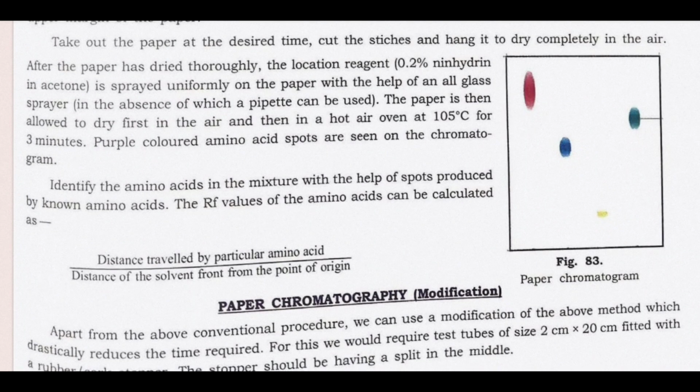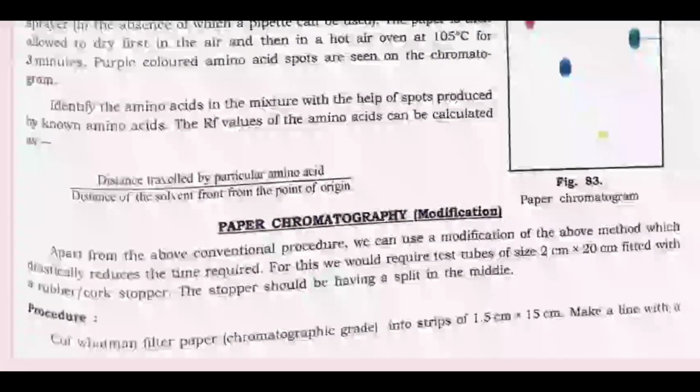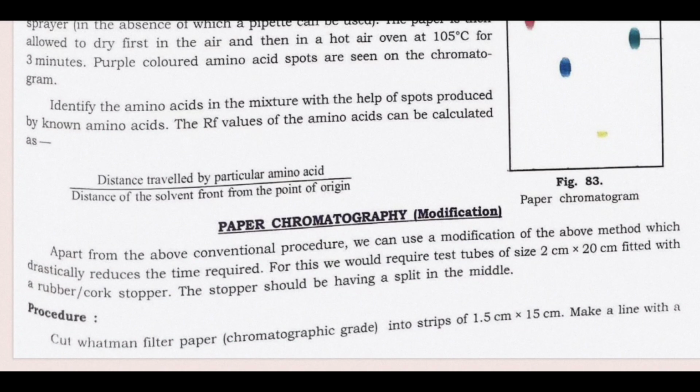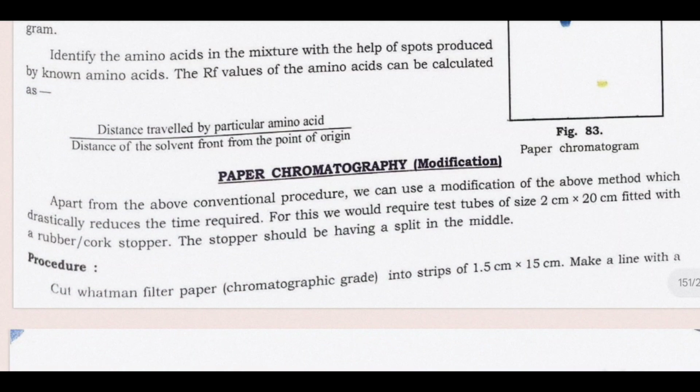Paper chromatography modification. Apart from the above conventional procedure, we can use a modification of the above method which drastically reduces the time required. For this we would require a test tube of size 2 cm into 20 cm fitted with a rubber or cork stopper. The stopper should have a split in the middle.